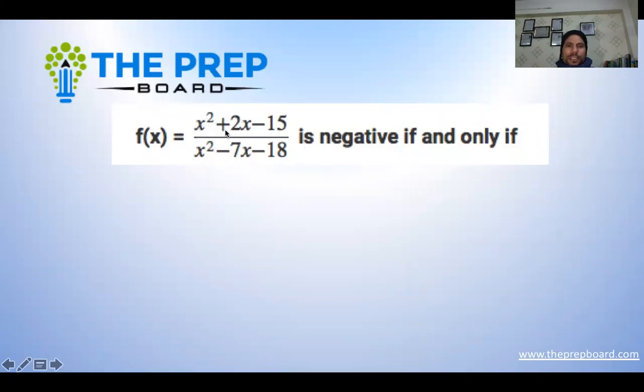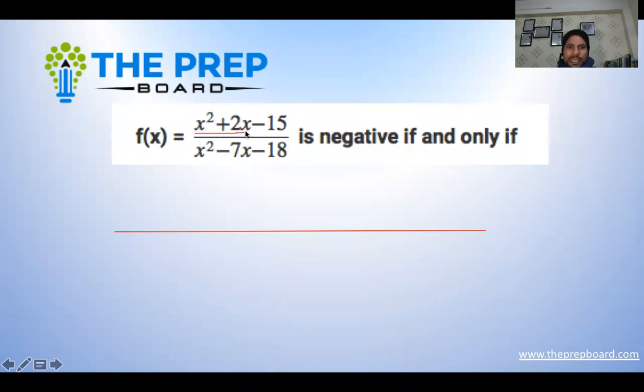The first question is that (x square plus 2x minus 15) divided by (x square minus 7x minus 18) is negative, if and only if... it means you need to find out the value of x for which this function is less than 0. So in order to solve this kind of question, we just need to draw a graph, and before drawing the graph we need a little bit of basics.